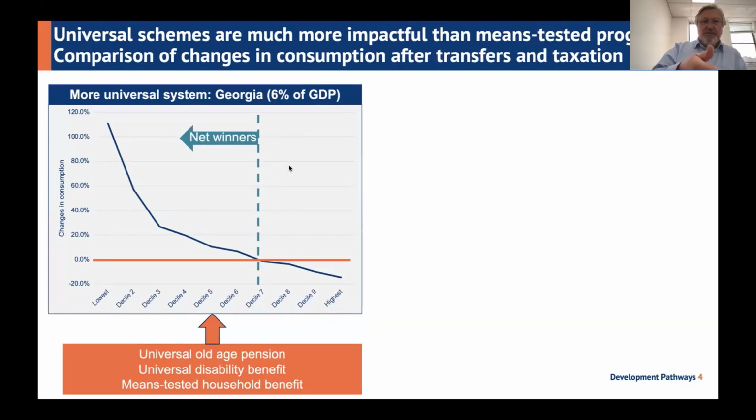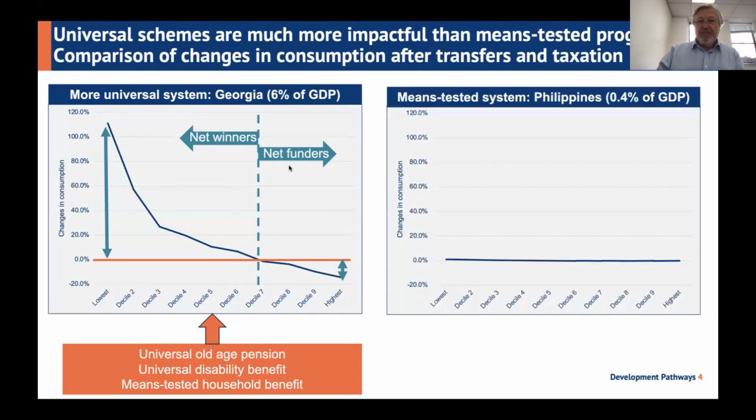So amongst the poorest 70% of the population, they're net winners when you take into account transfers and taxes. And particularly amongst the very poorest, they're the biggest winners in this more universal system of Georgia. And then the top 30%, they're net funders. They pay more in tax than they receive in benefits, and it's the richest who have the biggest reductions in consumption. More or less what we would want to see from a social security system.